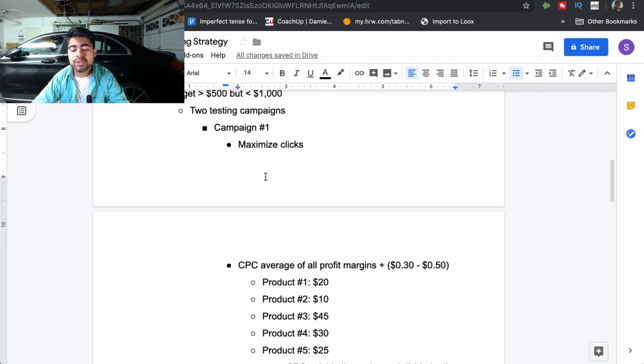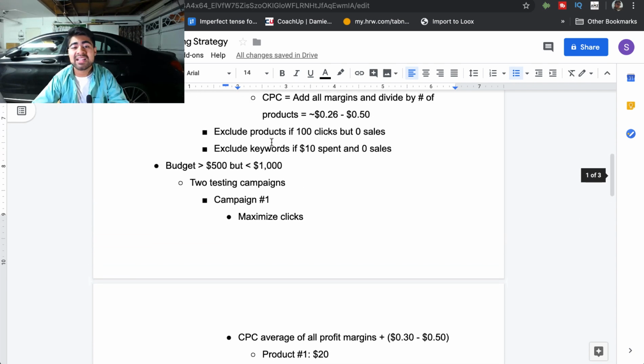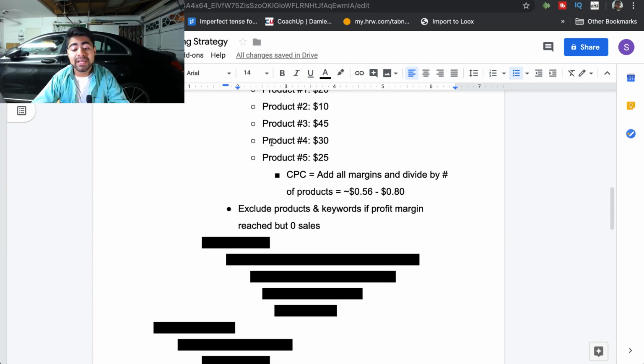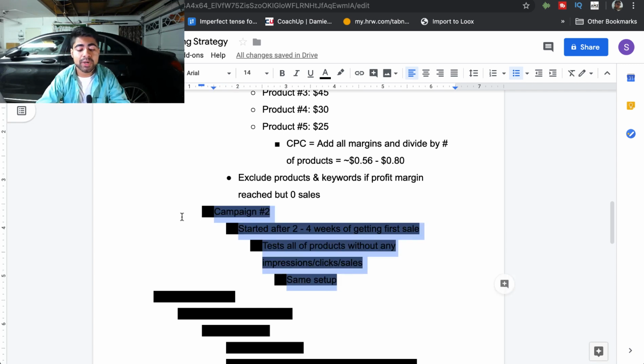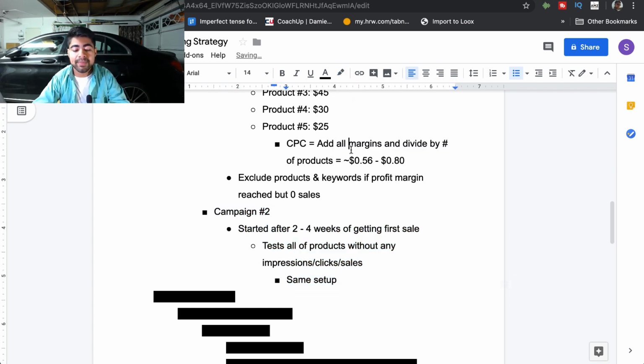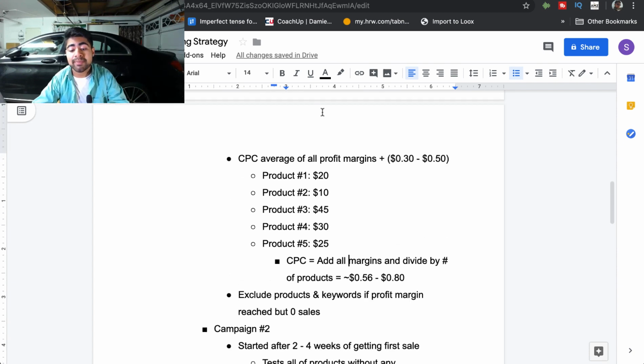For campaign 1, you should be starting it in a very similar way as the first one. But what should campaign 2 be like? So campaign number 2, now this is where things are a little bit different. For campaign number 2, you should start this campaign 2 to 4 weeks after you get your first sale on your store. And this first sale should come from campaign number 1.